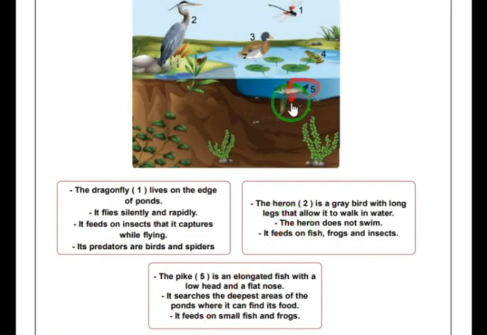Number 5 shows a kind of fish. It is an elongated fish called the pike. This pike has a low head and a flat nose. It searches the deepest area of the ponds where it can find its food. So, its food is made up of small fish and frogs.